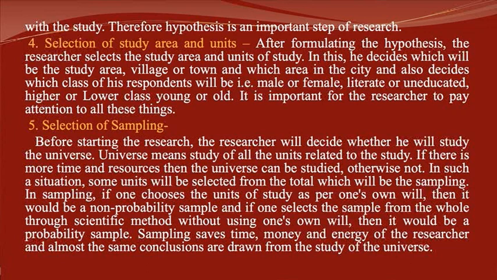First we decide village or town and which area in the city, and also decide which class of respondent it will be, that is male or female, younger or older, literate or illiterate. It is important for the researcher to pay attention to all these things. This may be directly linked with our topic. For example, my topic is impact of industrialization on rural area. So, the research area is rural area.